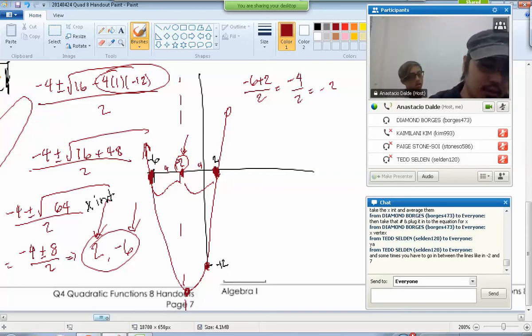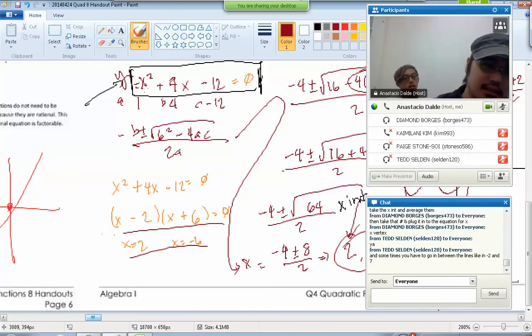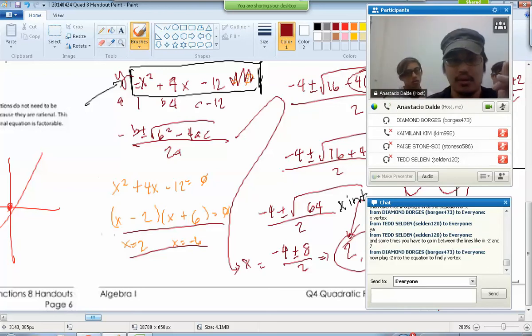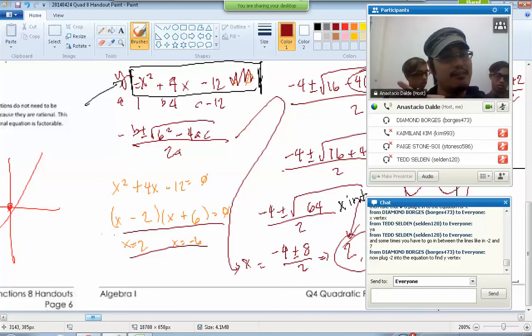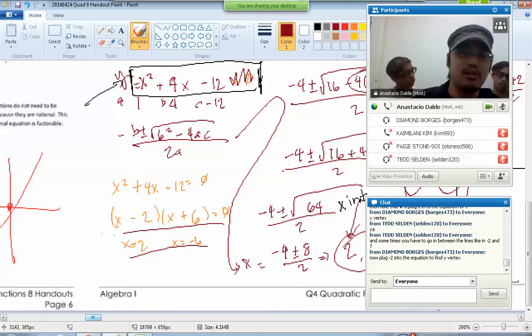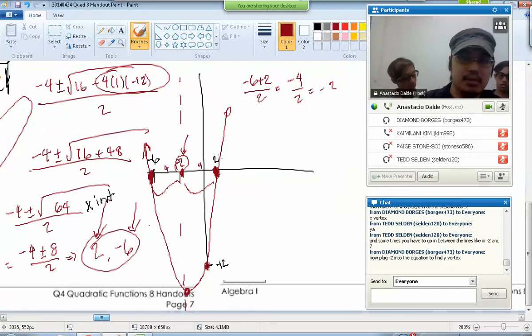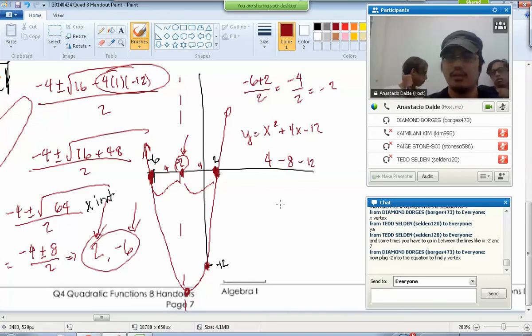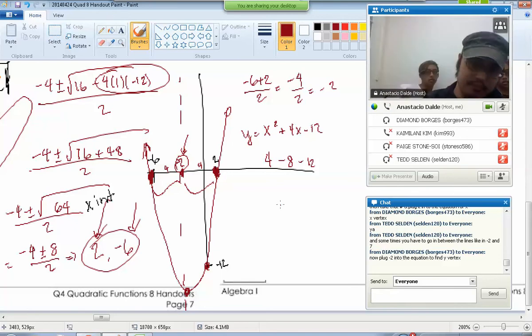Our original equation was y equals x squared plus 4x minus 12. It's only equal to 0 when we set y equal to 0, but usually it's just y equals x squared plus 4x minus 12. What you do is plug that negative 2, the x-coordinate, into here and calculate what y is. If I plug in negative 2, negative 2 squared is positive 4, minus 8, minus 12. What's 4 minus 8 minus 12? That's negative 16.